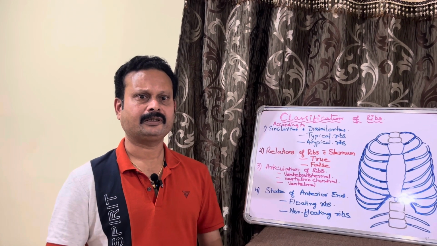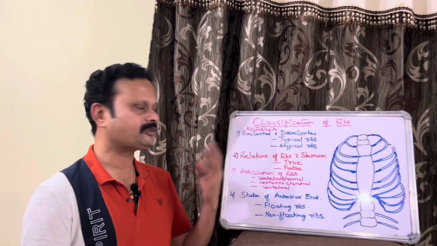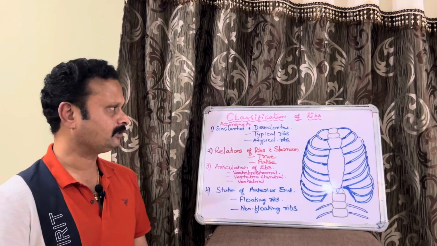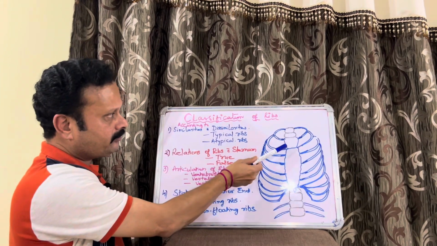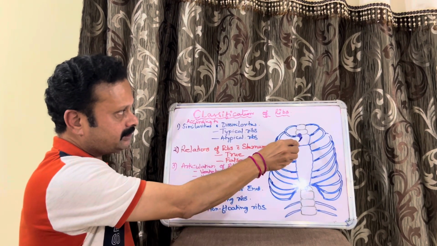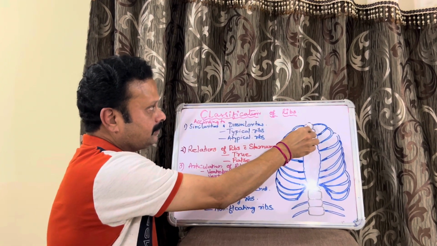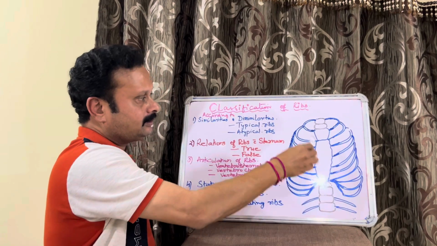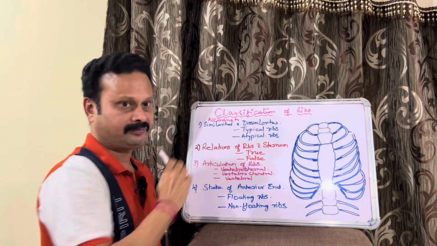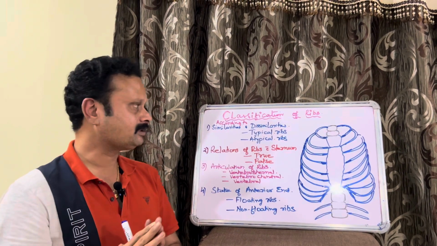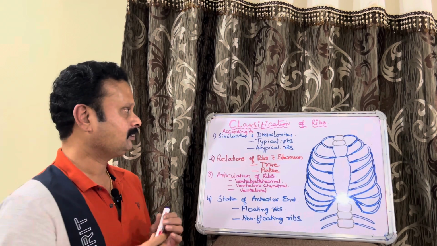Hello. Let us now study about the ribs and their classification. So, this is the thoracic cage, which is formed in front by this bone, the sternum, behind by the vertebrae, and on the sides by the bony arches, that is the ribs. So, ribs form a major share in the formation of the thoracic cage.